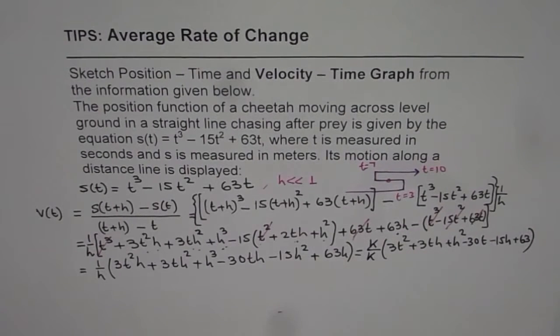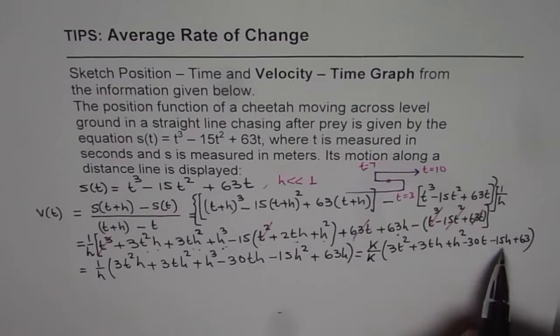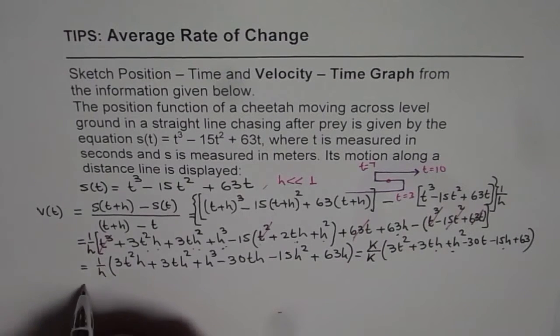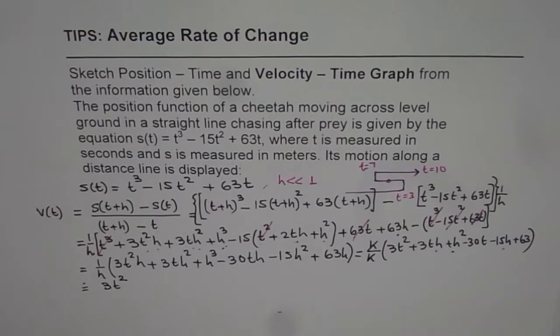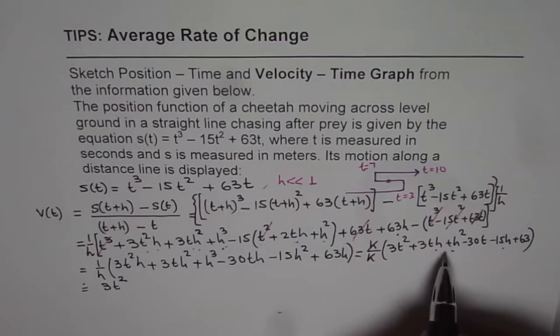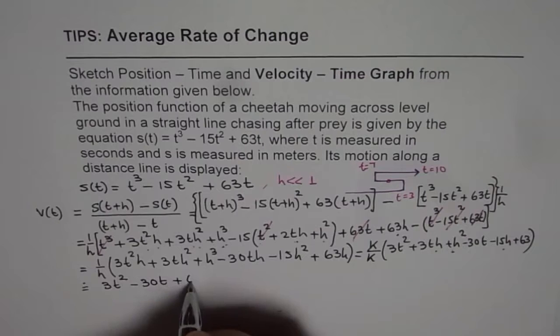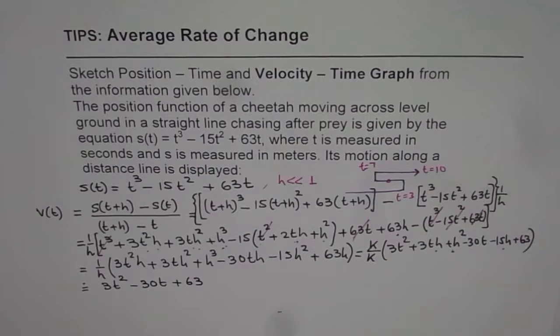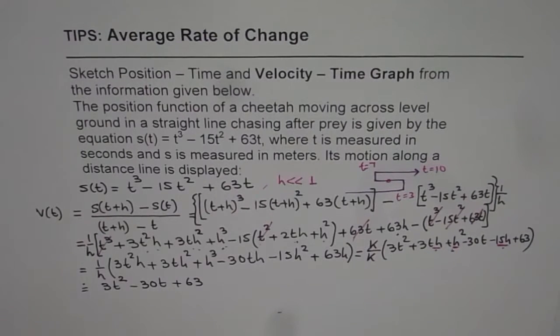Now h and h cancel. Since h is a very small quantity, we neglect the terms which still have h in them. So we are left with the other terms, which are 3t square minus 30t plus 63. So approximately the rate of change of displacement, that is velocity, is equal to 3t square minus 30t plus 63. We neglected the terms which have h since h is very small.